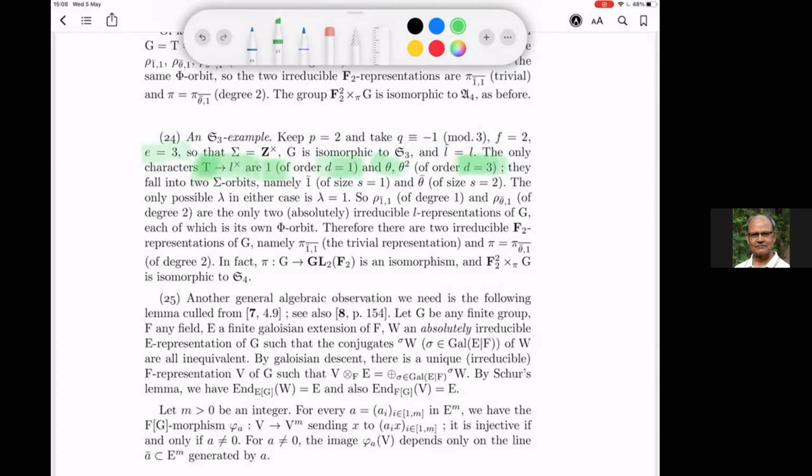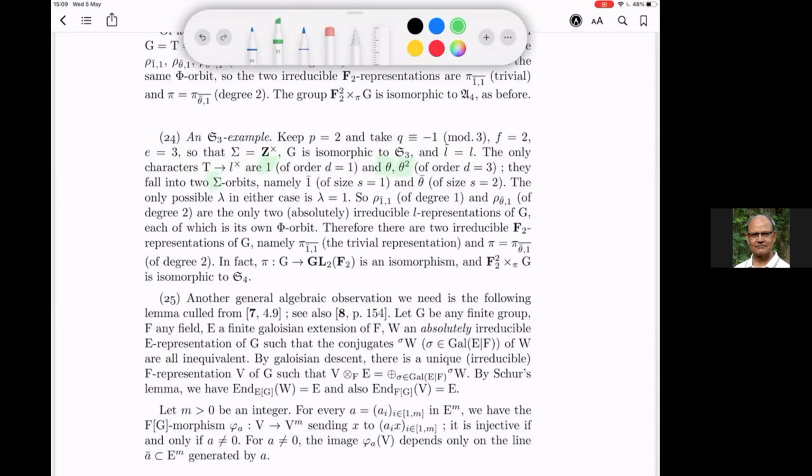So, once you have theta, you also have theta squared, which is also of order 3. So this group T has only 3 characters because it is of order 3. And I've given them names. They are the trivial character, which is denoted by 1, this one, and not this one. This one is a number. This one is a character. Okay? And so I'm calling them 1, theta, and theta squared.